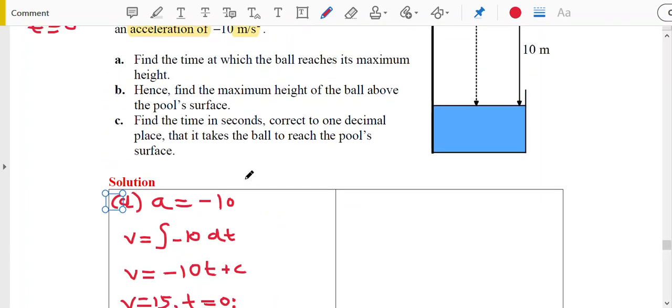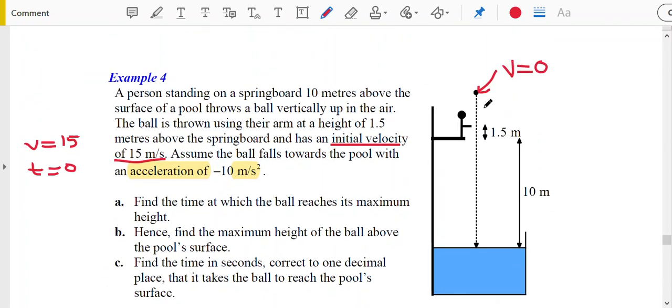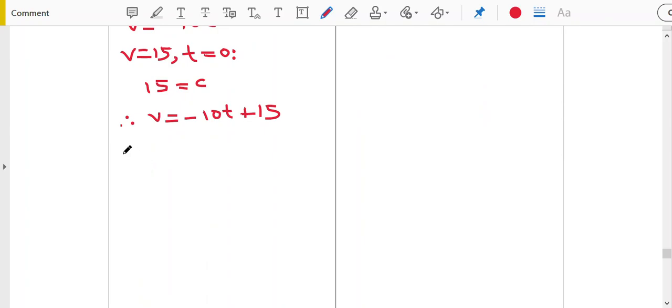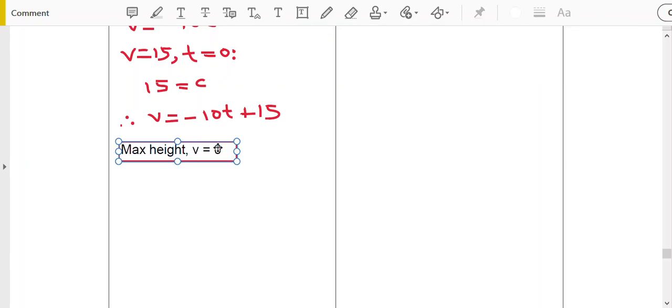Okay, that's my velocity function. I haven't actually answered the question yet. The question says, find the time when the ball reaches maximum height. Now, when the ball reaches maximum height, the velocity has to be 0. So now I come back here. Max height means v equals 0. That's the meaning of this problem. The maximum height happens when the velocity is 0. So here I just put v equals 0. So 0 equals minus 10t plus 15. And I solve this for t.